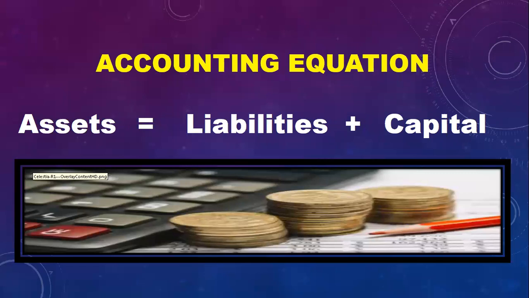Now we have this right hand side data. On the right hand side we have credited data. Liabilities, when they increase, are credited. Capital, when it increases, is credited. And assets, when they increase, are debited. So they are written over here as per their rules.